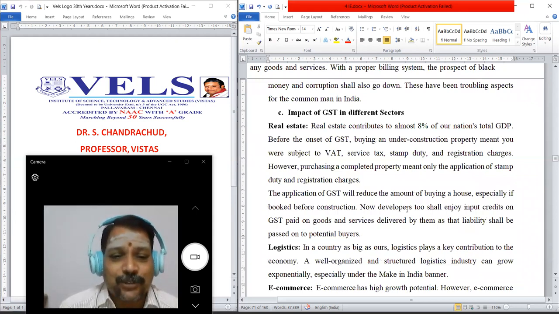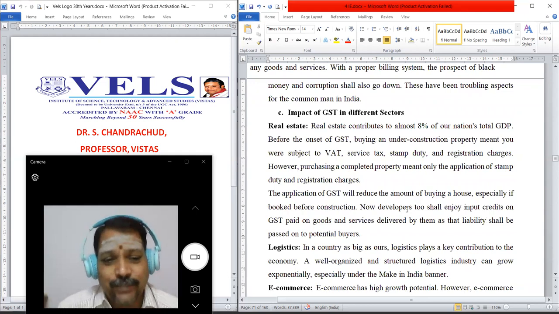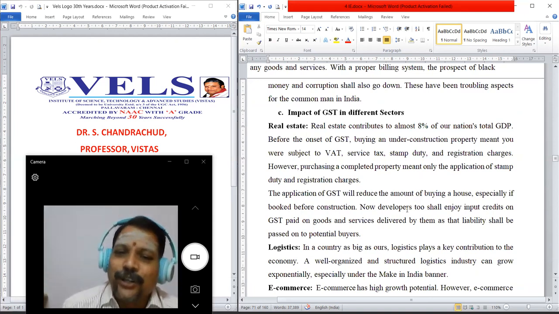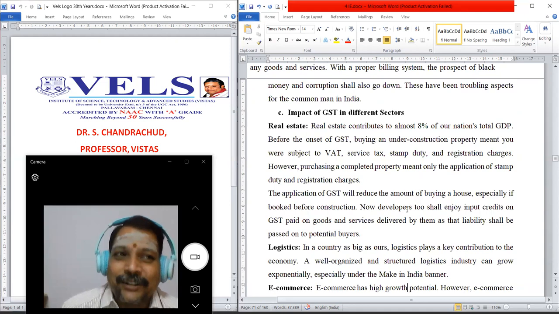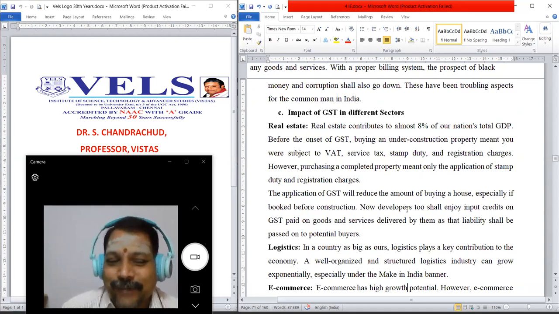Now the developers too shall enjoy the input credit on GST paid on the goods and services delivered to them, and the liability will pass on to the potential buyers. So we who are buying have to pay the tax, but the seller is enjoying. So understand one thing: the supply side is enjoying, but the demand side is always suffering because of the GST.